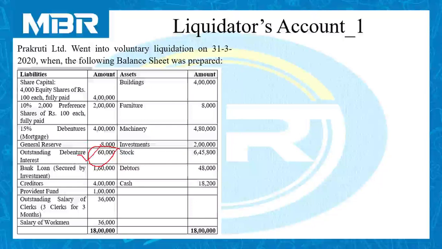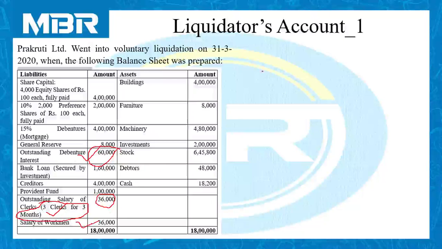Bank loan secured by investment 1,60,000. Creditors 4 lakhs. Provident fund 1 lakh. Outstanding salary of clerks. In the bracket, it is clearly mentioned that this is all about salary of 3 clerks for the period of 3 months, and the amount is 36,000. And last, salary of workmen 36,000.